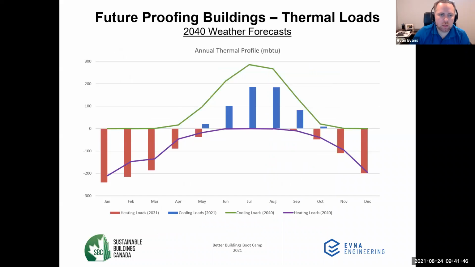So I'm getting close to the end of my allotment in time here. So I got one more slide to show you. The future proofing of buildings. So this is where we're looking at those future weather files. And what we're doing is we're looking at the heating and cooling loads. And so we're seeing in 2021, using our normalized weather files of today's weather, what the loads would look like. And then in 2040, we're seeing what the cooling load is going to look like and what the heating load is going to look like.